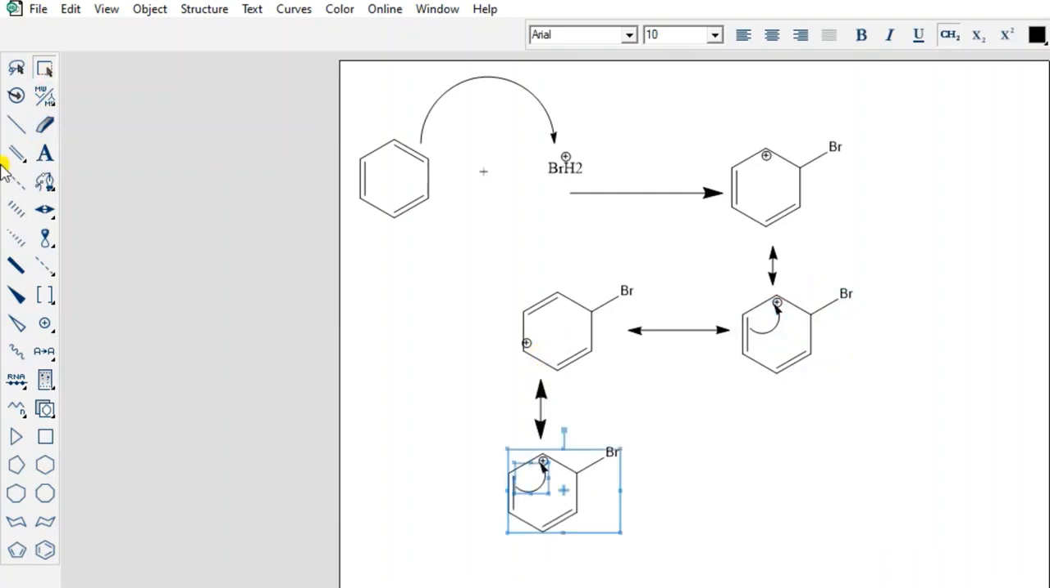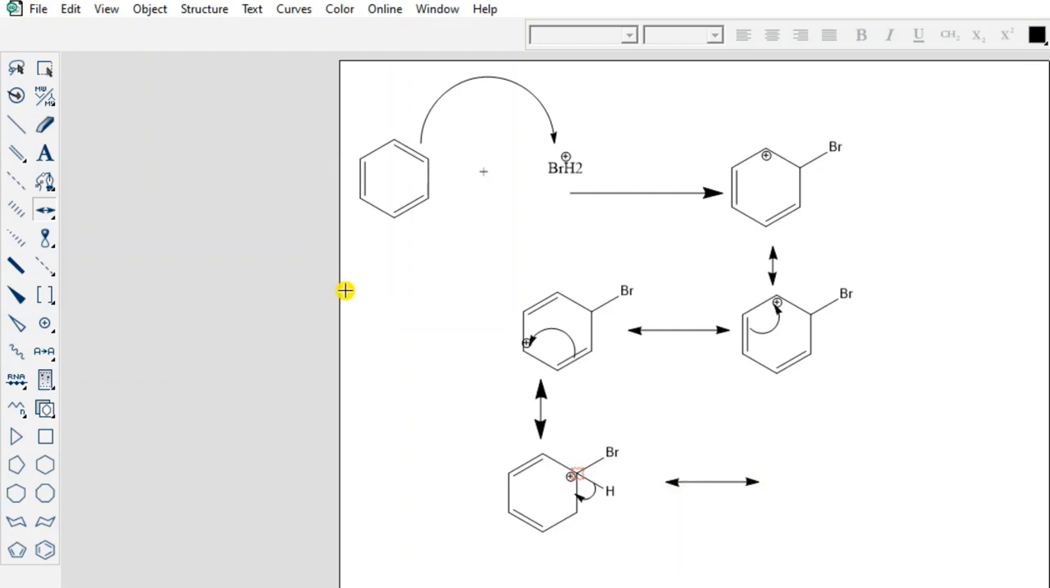Then there will be the transfer of this electron density to this position. Now we will have a positive charge, and there we will have one of the hydrogens. So this hydrogen will leave from this position, and then we will have the regain of aromaticity.